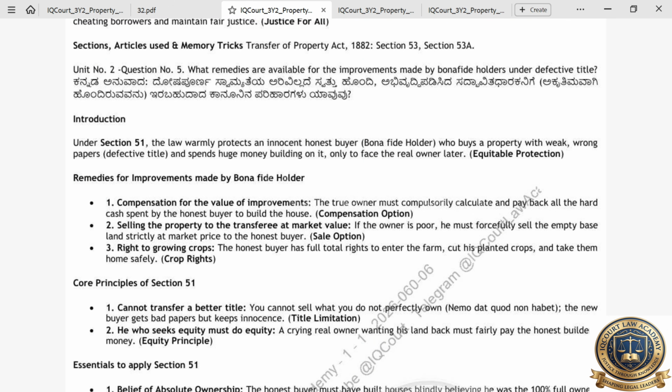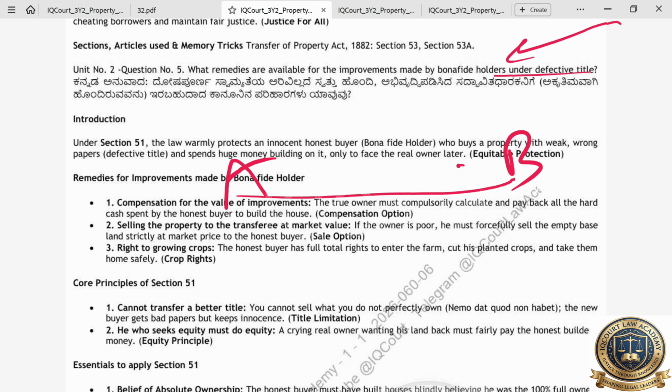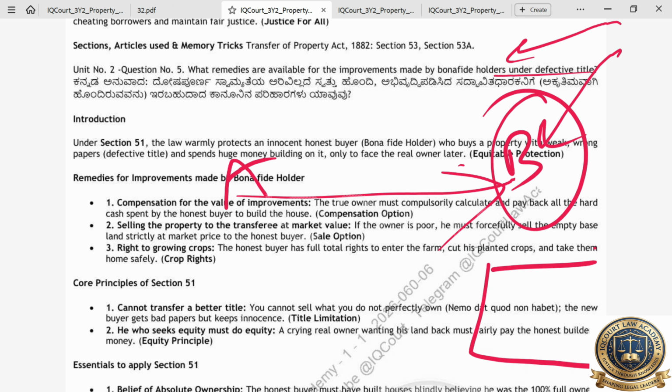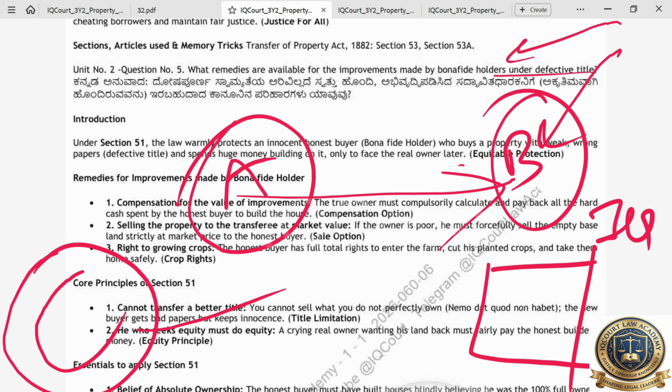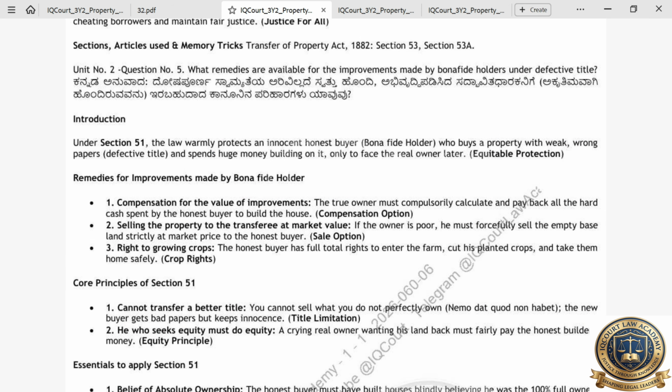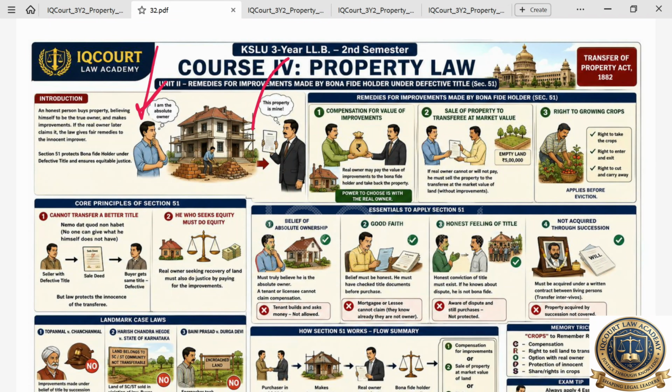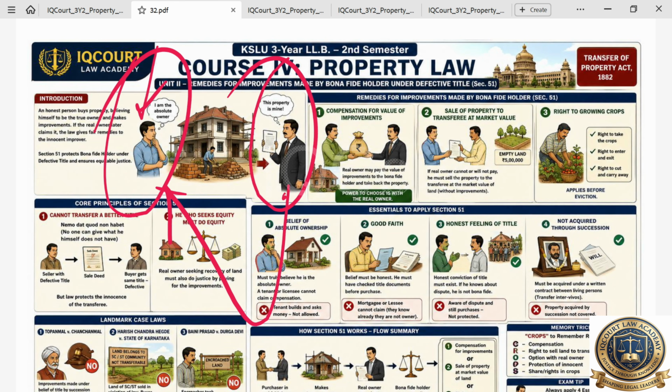What are the remedies available for improvements made by bona fide holders under a defective title? Say A sold the property, the land, to B, then B constructed a beautiful house spending 1 crore rupees. Now C is saying, I'm the real owner, A is not the real owner. What happens? You have to explain. He purchased the property, and now C is saying this is my property. So he's a genuine buyer. In this case, the real owner has to pay the buyer whatever he spent for constructing the house.